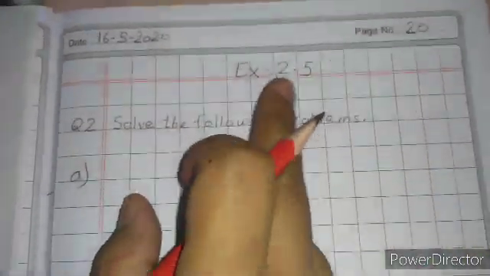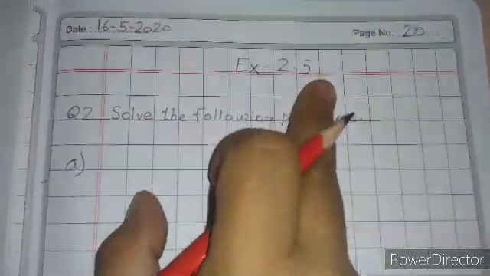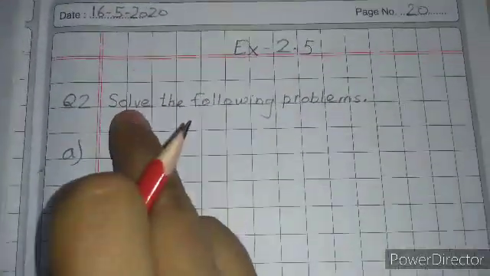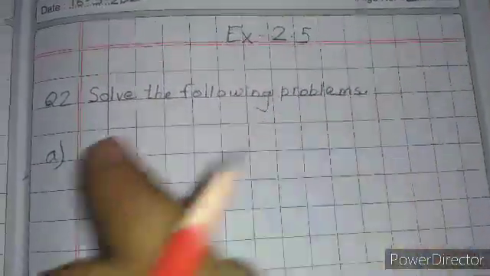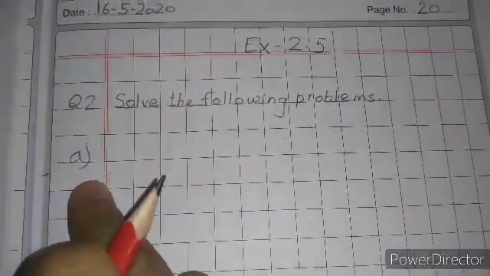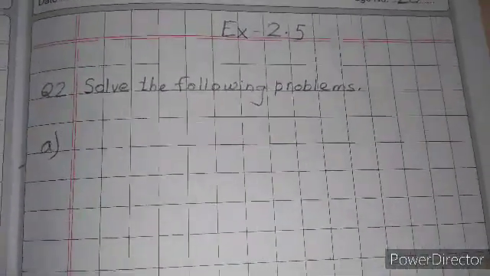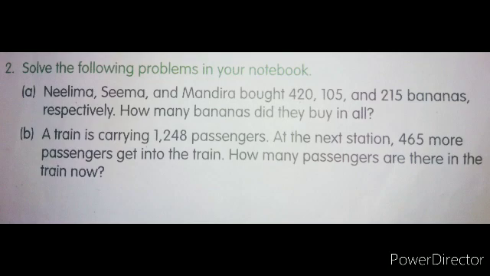Next exercise which we have to do in notebook is exercise 2.5, question number 2. Okay, so we will write down this, and we will write down the A part. Now students, we will read question number 2 part A from page number 39 of book. It is: Nilima, Seema and Mandira bought 420, 105 and 215 bananas respectively. How many bananas did they buy in all?